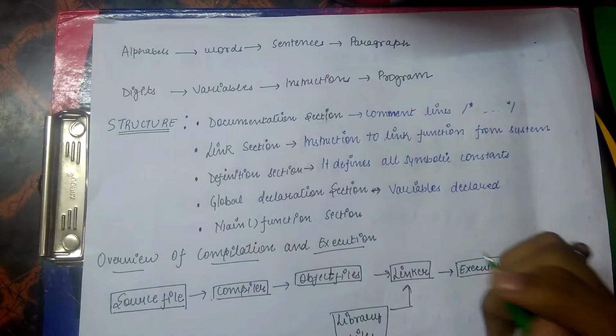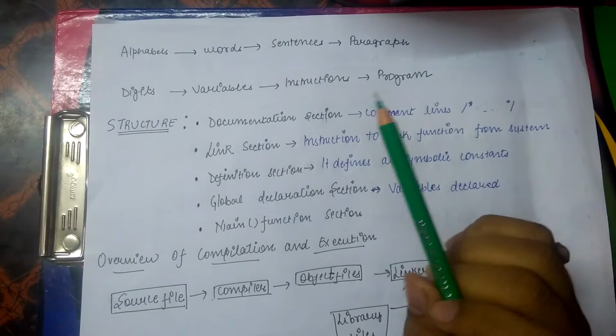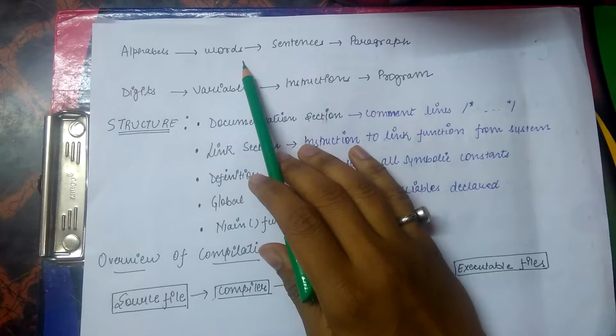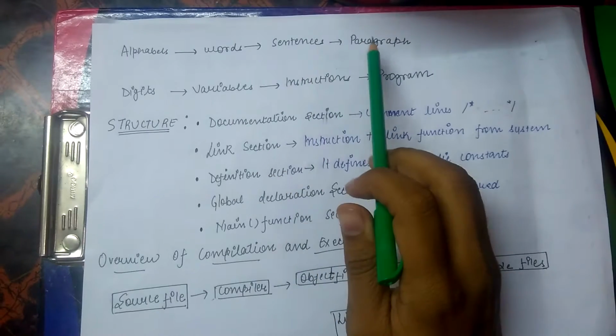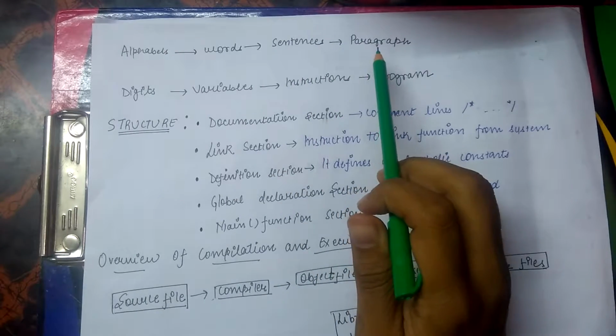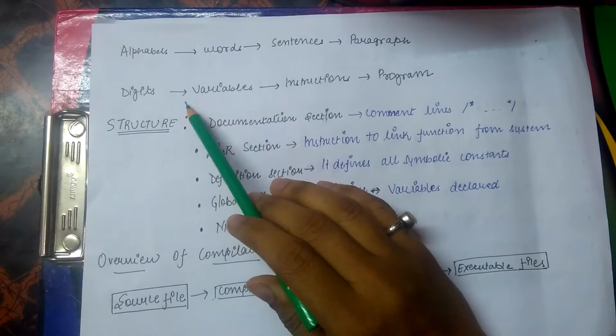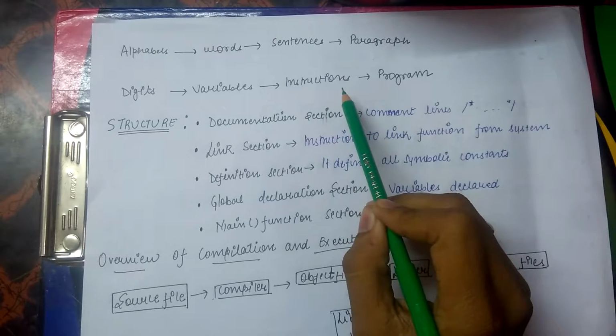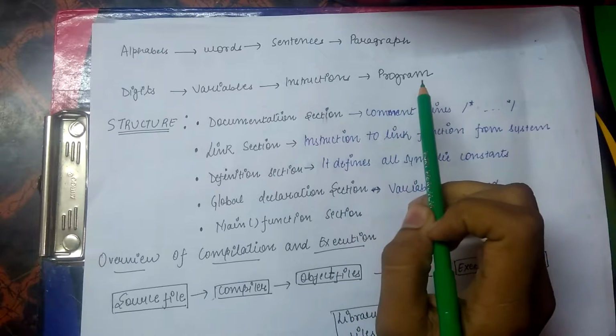Now, understanding the C language: as in our English language, we have alphabets. We combine alphabets to form words, then sentences, then paragraphs. In C language, we have digits. We combine digits to form variables. Variables are combined to form instructions, and instructions complete a program.